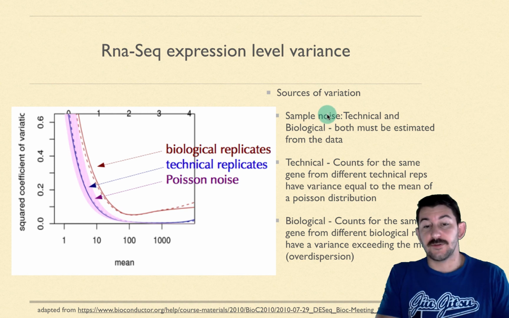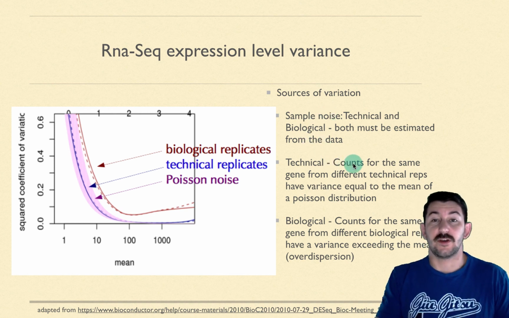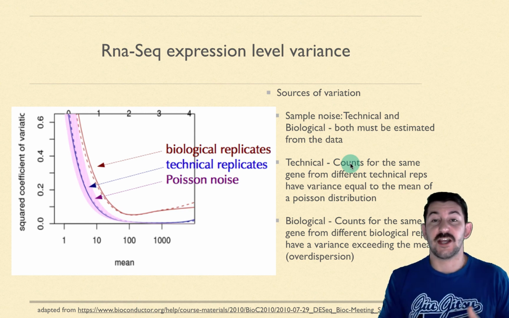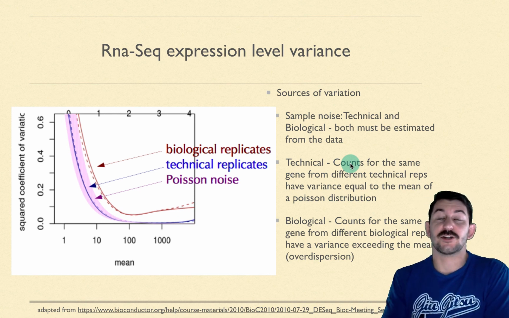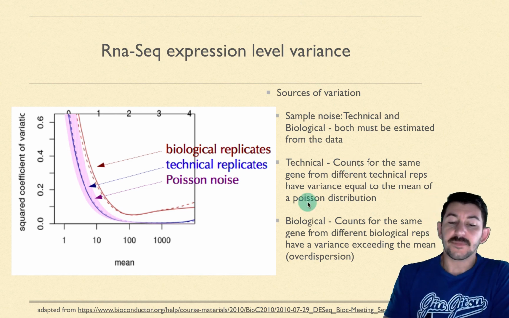There is also technical variation. In other words, variation related to the process of sequencing, both through sequencing at random and just by chance sequencing certain samples slightly more than others for just those certain genes. So you can get variation in gene expression estimates just due to the random nature of this process.